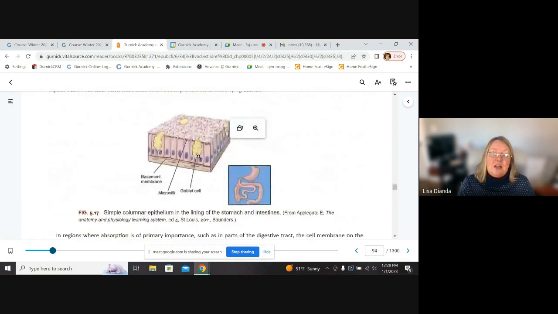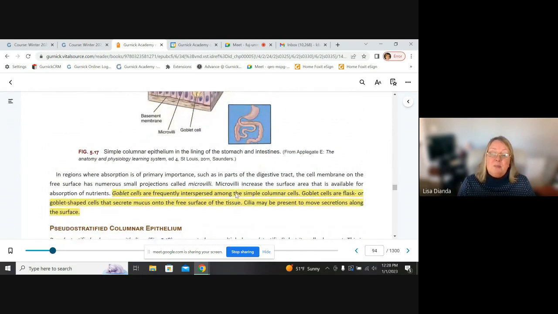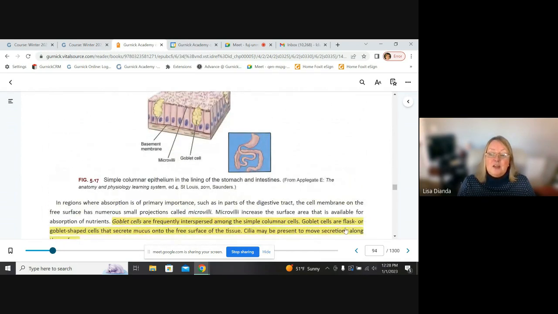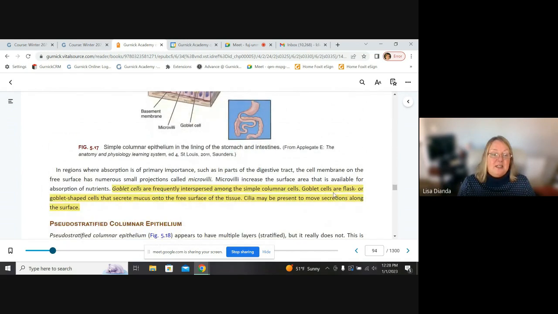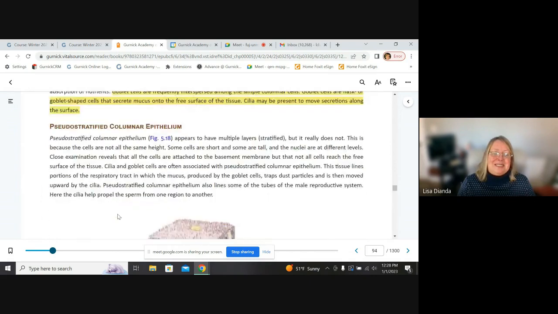There's an interesting cell called a goblet cell. Look at how this thing looks, like a little blob of fat in the middle. What does it do? Goblet cells are interspersed with simple columnar cells. The goblet cells are flask or goblet shaped. They secrete mucus. Cilia may be present to move the secretion along the surface. Mucus. We will talk about mucus a little more in a couple of minutes. All right, we're going to get back to why it is secreting mucus. Yuck.